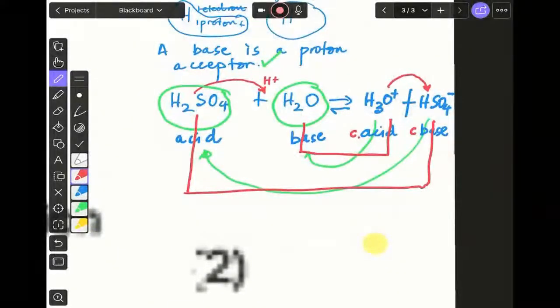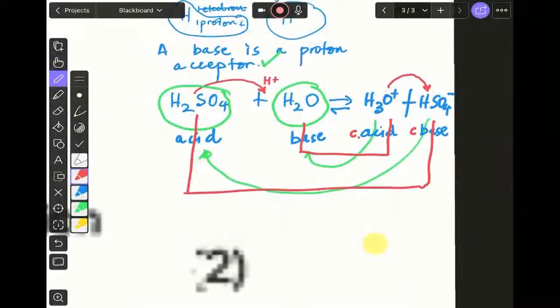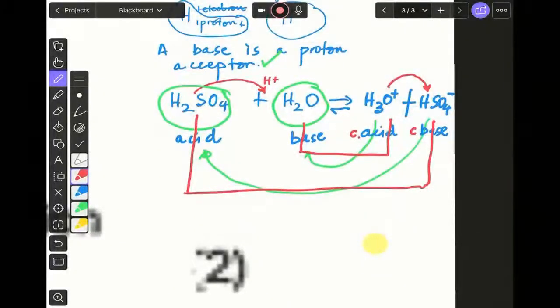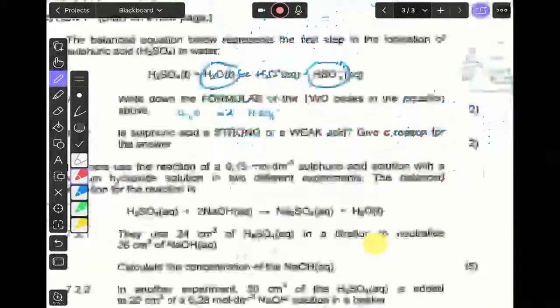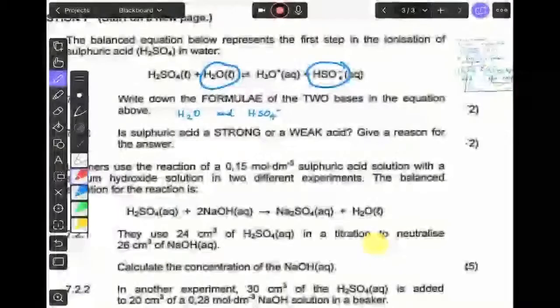Okay. Is sulfuric acid a strong or a weak acid? Give a reason for your answer.